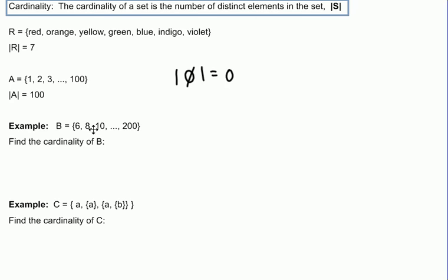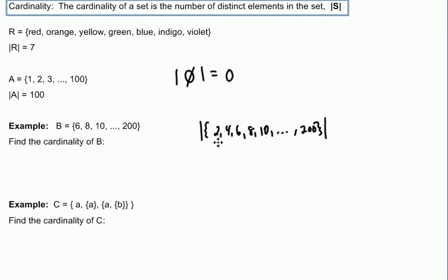Okay? Now here's a slightly more complicated example. We have a pattern here. We're doing the multiples of 2, but we're starting at 6. And the question is, how do we find the cardinality of B? Now in a case like this, it's not going to be practical to write all the elements out and count them up. However, it might be easier to think about a set like this, 2, 4, 6, 8, 10, all the way up to 200, right? And think about the cardinality of that set.